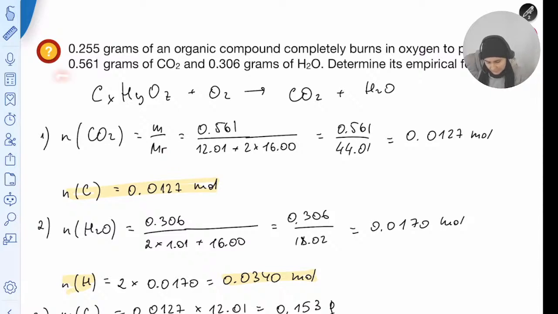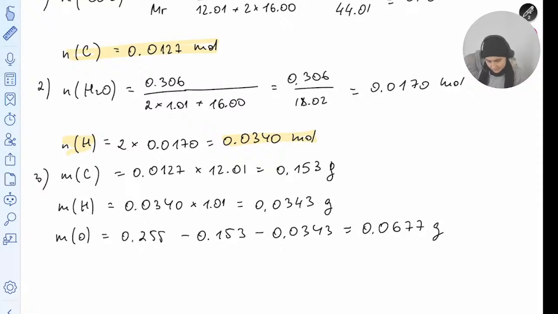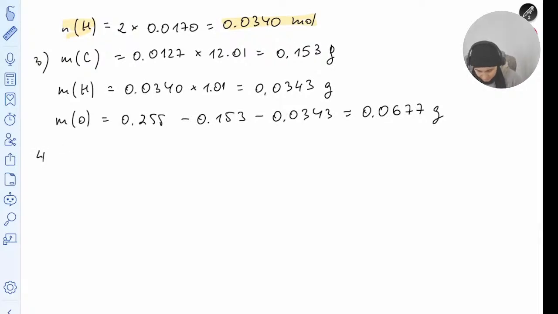All right, let me just double check real quick. So, okay, so we had 0.561 over approximately 44, right? I'm just quickly checking. Yes, and that's correct. And then 0.306, yes, and divided by 18. 0.017 times 2. Yeah, looks right. And then 0.0127 times 12.01. Yes, and that's right. Okay. Now I will convert the mass of oxygen into moles. That's the final thing I need for the ratio.